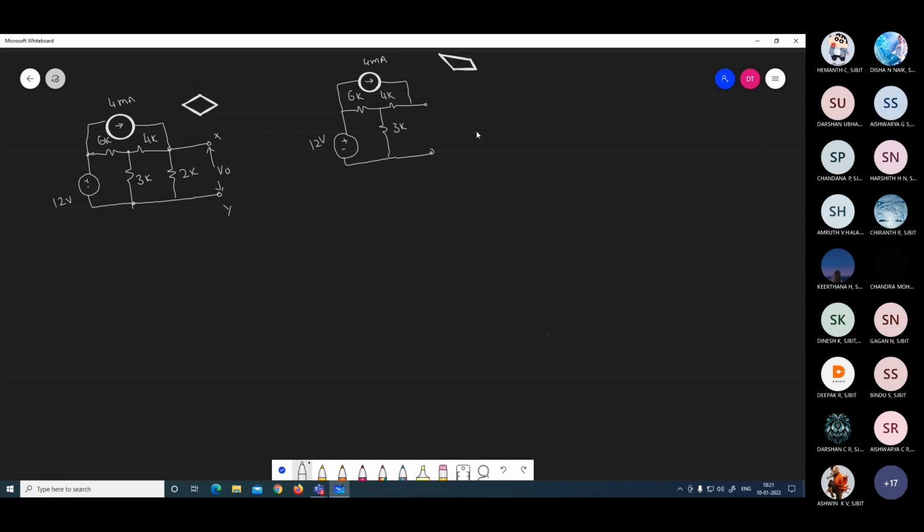So to find the VOC now, the open circuit voltage, I remove the load terminal. Then what is the open circuit voltage here? VOC is nothing but VTH, right? Open circuit voltage is the voltage across 4K and the voltage across 3K.